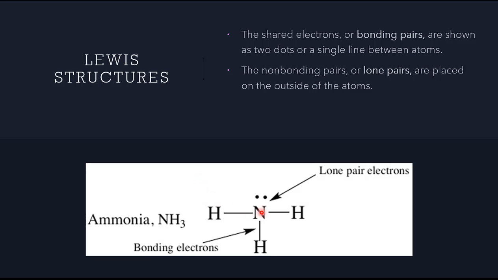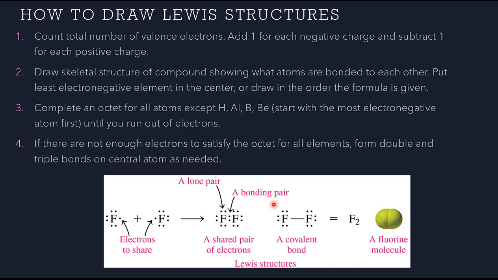But if you look at nitrogen, if each line represents a pair of electrons, then we have 1, 2, 3, 4, 5, 6 shared electrons or bonding electrons, plus the lone pair gives us a total of 8 valence electrons that nitrogen sees through sharing and its lone pair. Therefore, nitrogen's octet is happy.